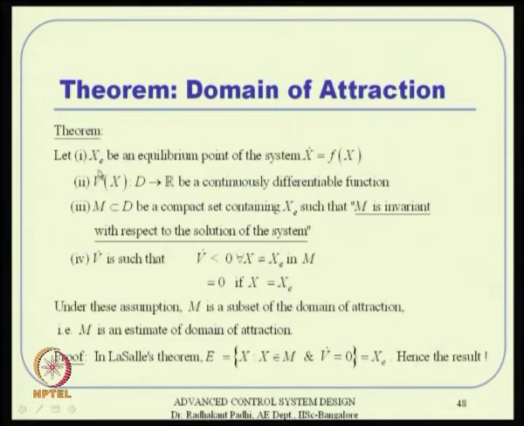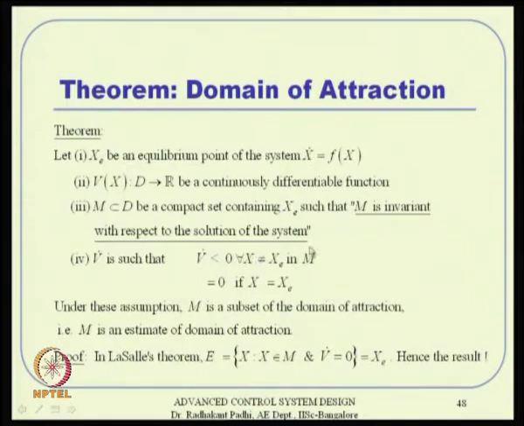Okay. So, the theorem on domain of attraction tells you that xc needs to be an equilibrium point first of all, and V of x, D to R, needs to be a continuously differentiable function. Then M needs to be a compact set containing xc such that M is invariant with respect to the solution. All these are compatible with LaSalle's theorem by the way. And V dot is such that V dot is strictly less than 0 for every point other than equilibrium, but on equilibrium V dot is equal to 0. These are important things. V dot is equal to 0 only on the equilibrium point, otherwise it is less than 0.